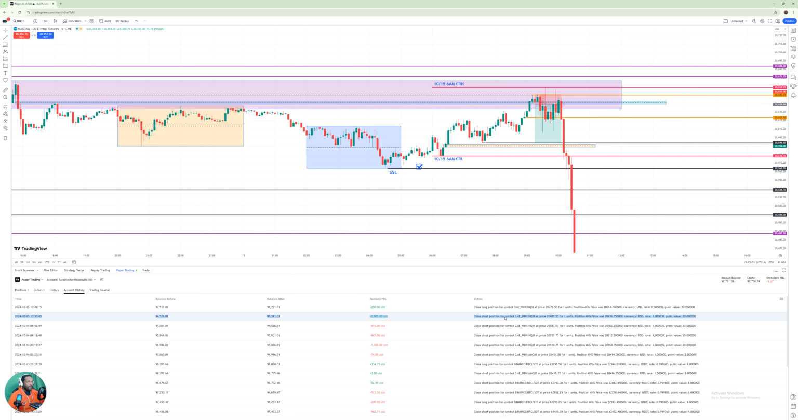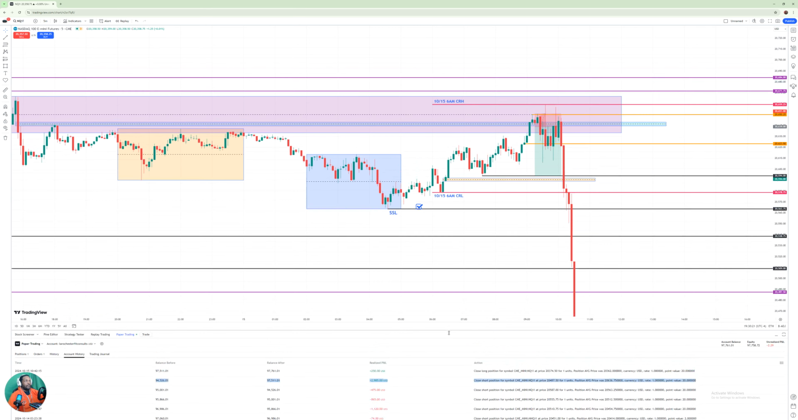But this says close short position for symbol CME. This is a mini NQ at price 2487.50 for 1 unit, so one contract. The average price tells you where you were filled. The fill was 2636.75. Okay, that's there. That's documented.